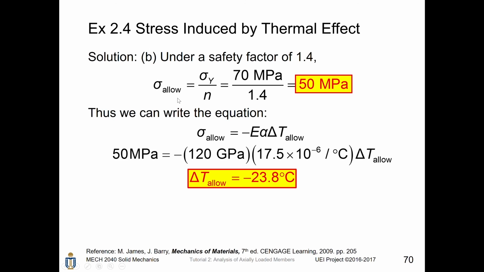Next, we are going to find the allowable stress and the allowable drop of temperature for this bar. Well, for allowable stress, it is rather easy. By using the yield stress divided by the safety factor, we can find the allowable stress as 50 MPa. Consequently, we can write this equation, which is temperature-induced axial stress. We substitute the numbers into it, then we can find the allowable change of temperature, which is minus 23.8 degrees.